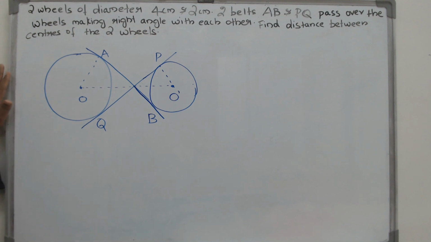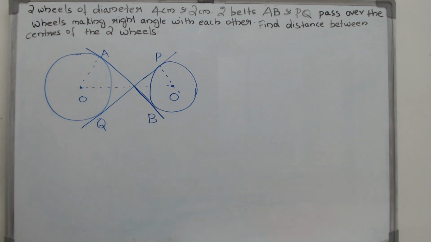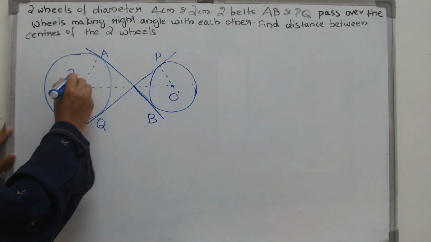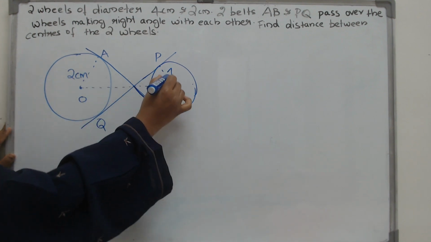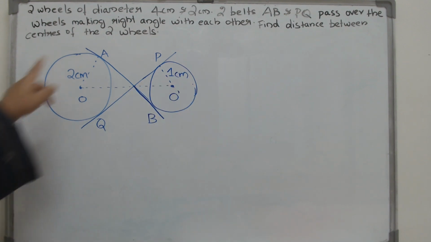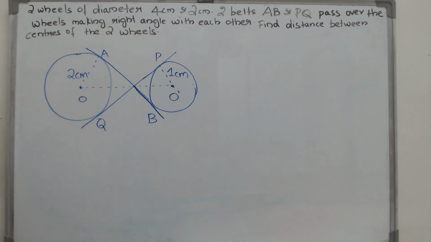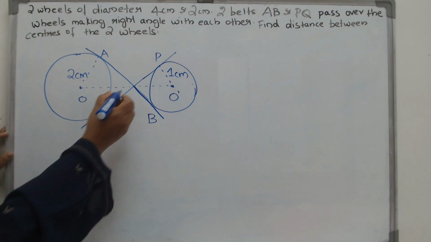Here we have two wheels with centers at O and O dash. Their diameters are 4 centimeters and 2 centimeters, which means their radii are 2 centimeters and 1 centimeter. What else do we have? We have two belts, AB and PQ, passing over these two wheels and intersecting each other at right angles.